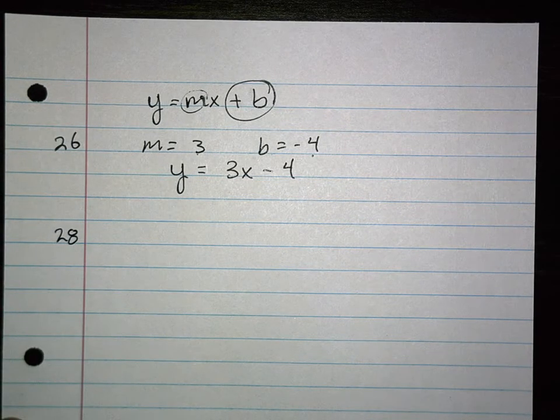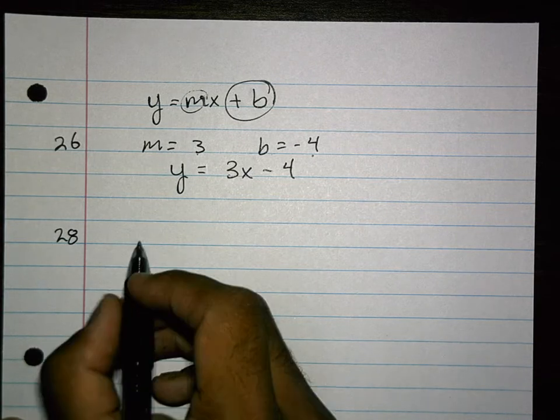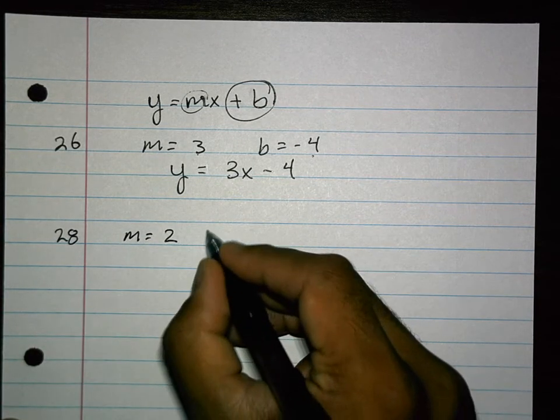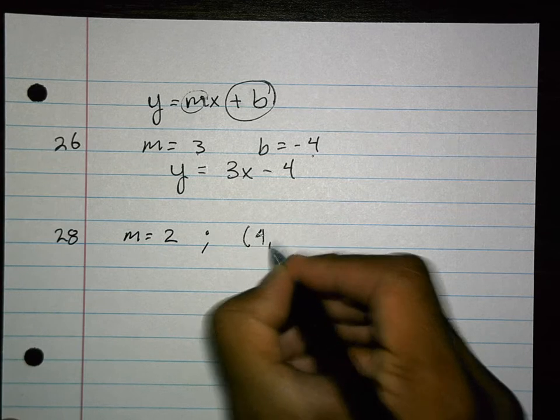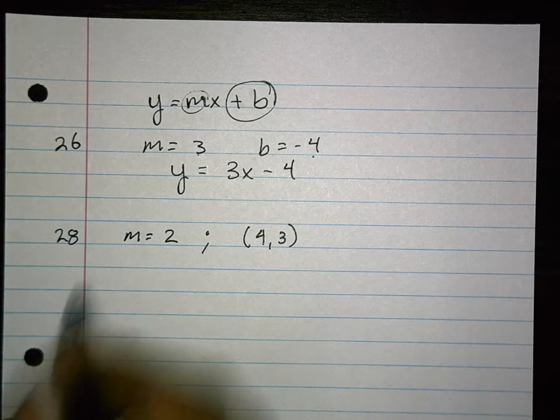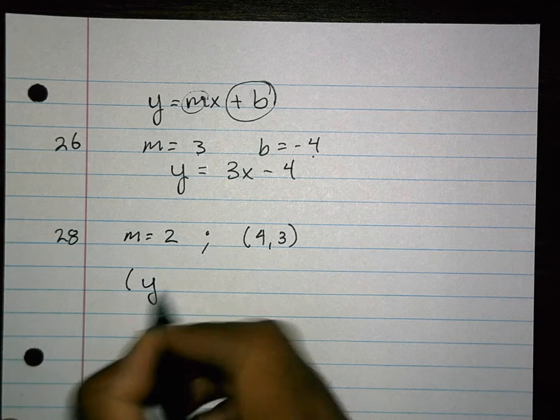28, now it gets a little more difficult here because they're giving you the slope and they're giving you a point that it goes through. They're not giving me a b, so I can't just stick it right into y equals mx plus b. I need an intermediate equation. If you remember, this one was point-slope form, and point-slope form was this one.